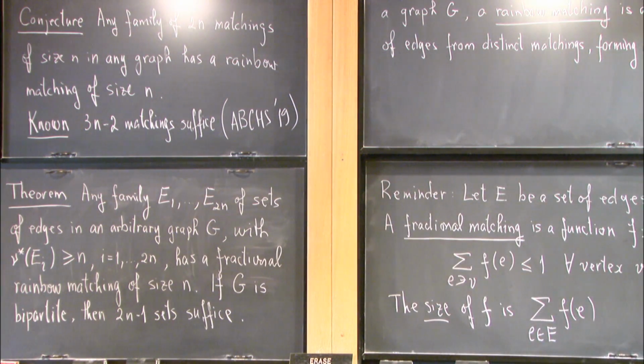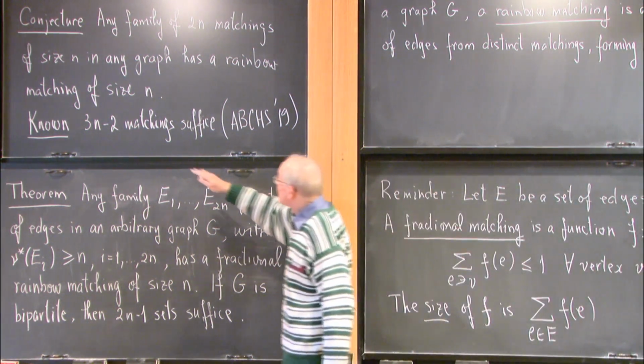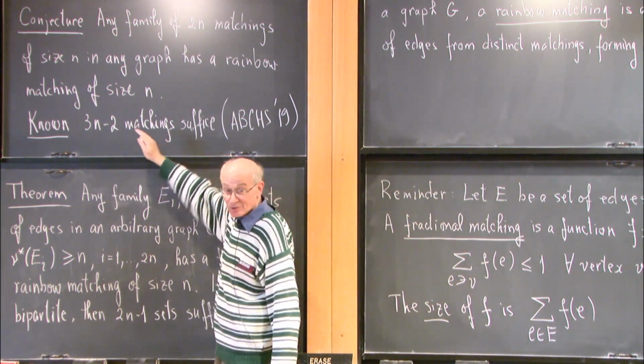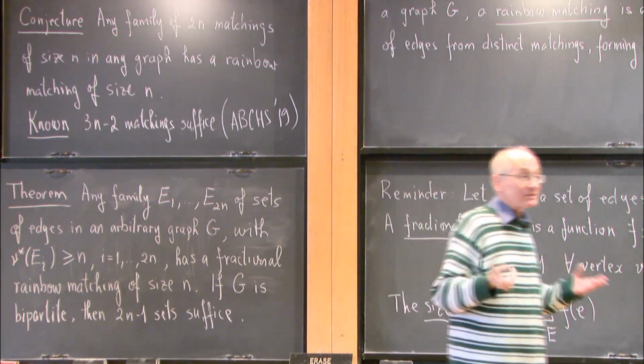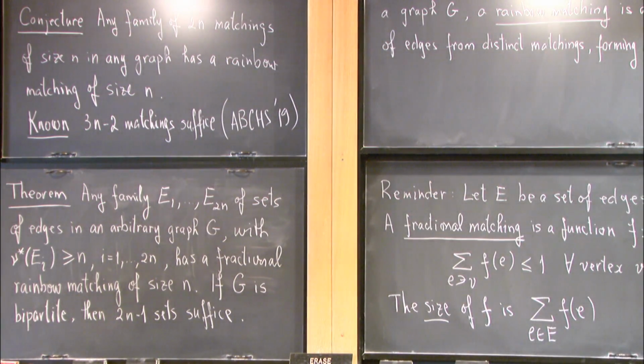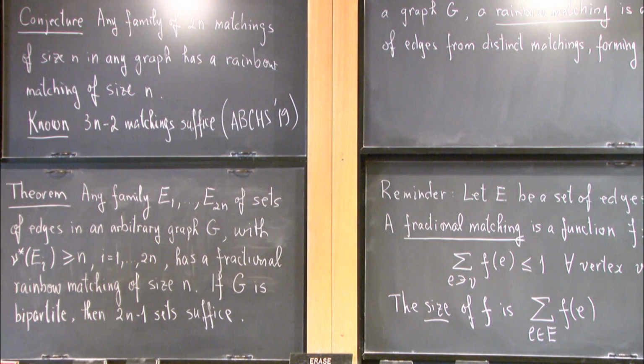And the reason that we don't know the exact answer for non-bipartite graphs, and this is only a conjecture and there is a gap, is that in non-bipartite graphs, matchings behave differently than fractional matchings. And so we need other tools to handle matchings in general graphs.